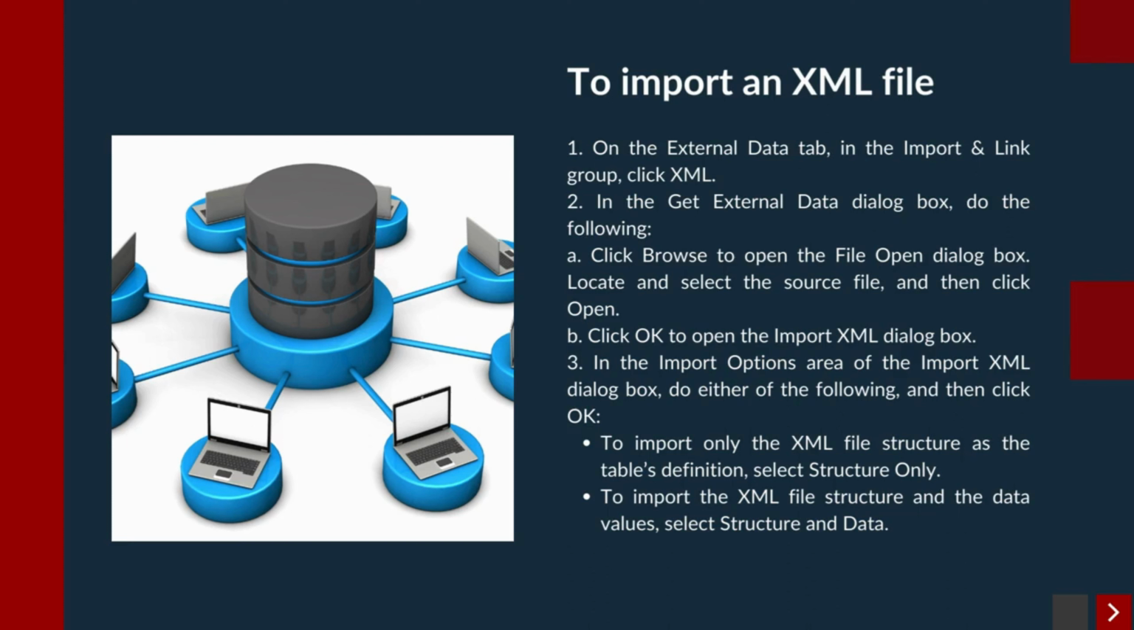3. In the Import Options area of the Import XML dialog box, do either of the following, and then click OK. To import only the XML file structure as the table's definition, select Structure Only. To import the XML file structure and the data values, select Structure and Data.